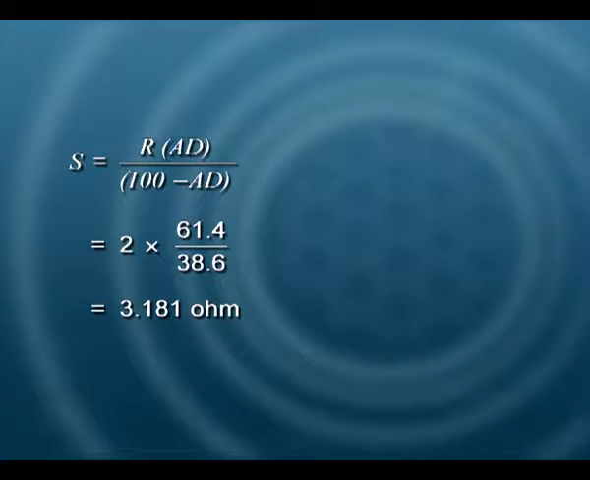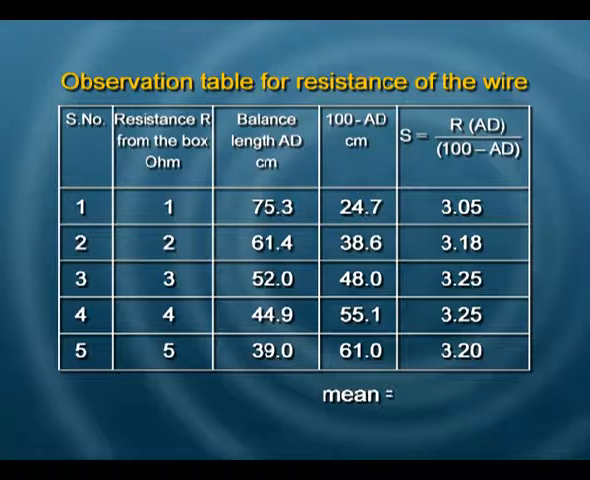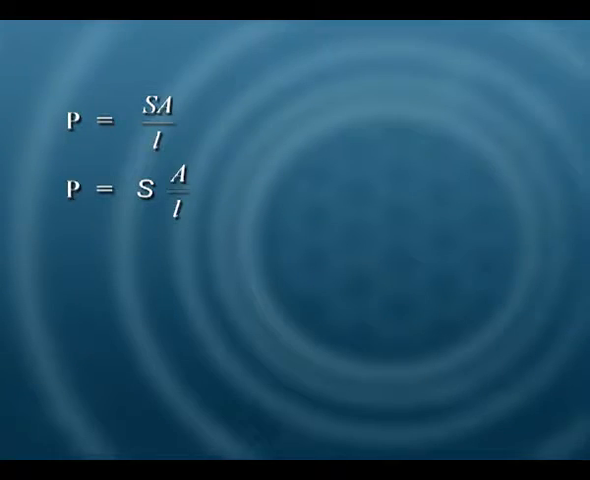Likewise, find the value for the resistance in all the other cases, average out for the 5 that you have selected, or if you chose to do 10, then average that value out and get the value for resistance of the wire. The next thing to be calculated is your specific resistance of the material of the wire, the formula for which, as we have just written, rho is equal to S into A times L.